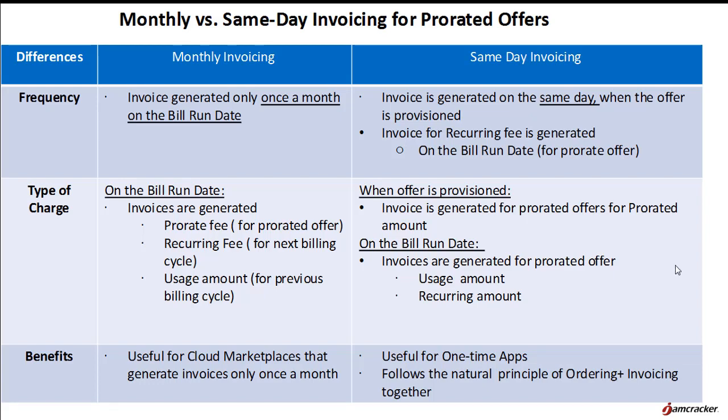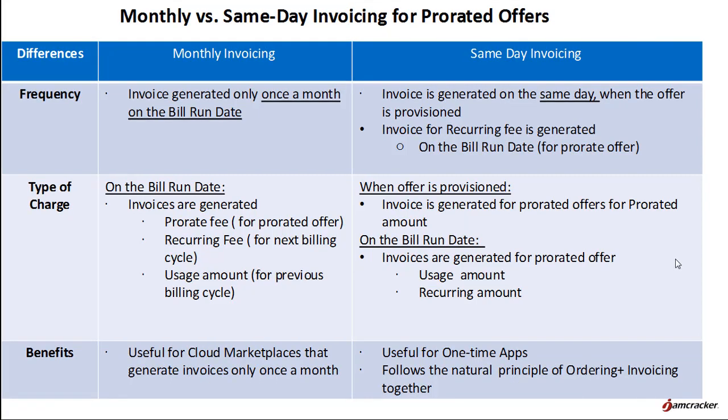If the cloud platform has been configured with monthly invoicing, then the invoices will be generated only once a month and on a specific date referred to as bill run date or day of the month. Currently, the Jamcracker platform supports one bill run date per month. If the cloud platform has been configured with same-day invoicing, then the invoices will be generated when the offer is provisioned. Thereafter, the invoice for recurring fee is generated on the next bill run date.